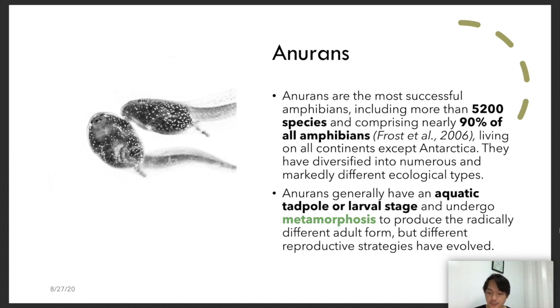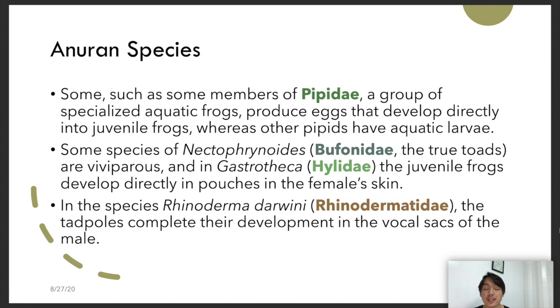So what are Anuran species? Some of the members of Pipidae, a group of specialized aquatic frogs, produce eggs that develop directly into juvenile frogs. Other pipids have aquatic larvae or tadpoles, but most of their members don't have tadpoles. After hatching, they develop the forelimbs and hindlimbs, unlike some of the species of Anuran.